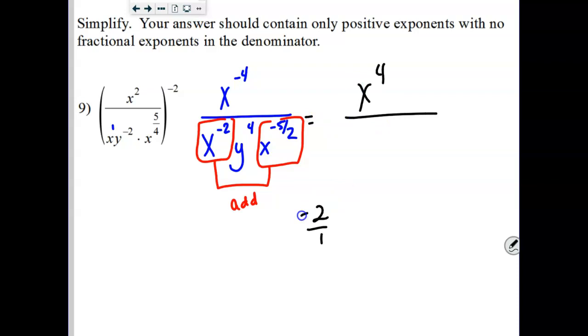Careful here. You're going to get common denominators. So you'd have to multiply this guy by 2/2. And that becomes -4/2 plus -5/2. So down in the denominator, you've got this y to the 4th still, but now you have x to the, what is that, negative 9 over 2?